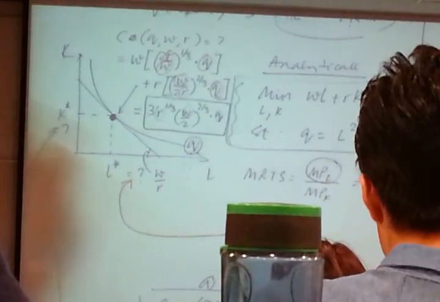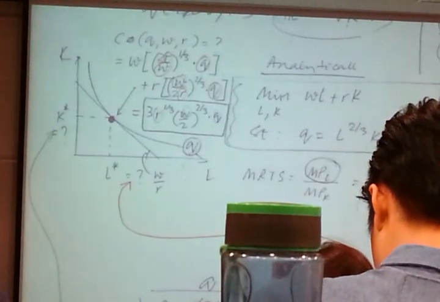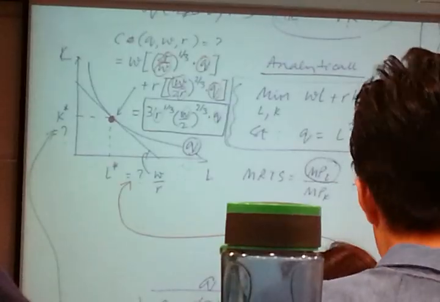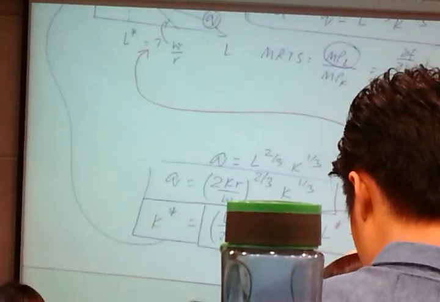Part 2 of the question. Okay, this is a standard thing. You must know the relationship between conditional input demand and the cost. Now I am given a demand function. Let me write down my cost function here.